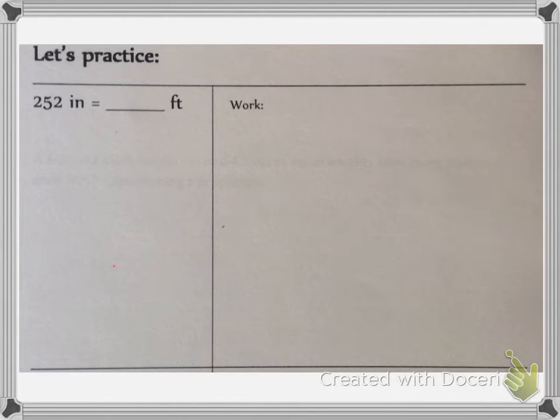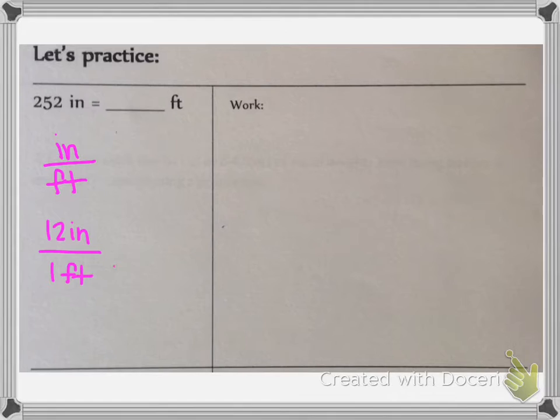Here it wants me to convert 252 inches to feet. So the first thing I want to do is write a word ratio. I'm comparing inches to feet. Okay, and so then I know off the top of my head, or I know from looking at my star chart, that there are 12 inches in 1 foot. So now let's set up our proportion.